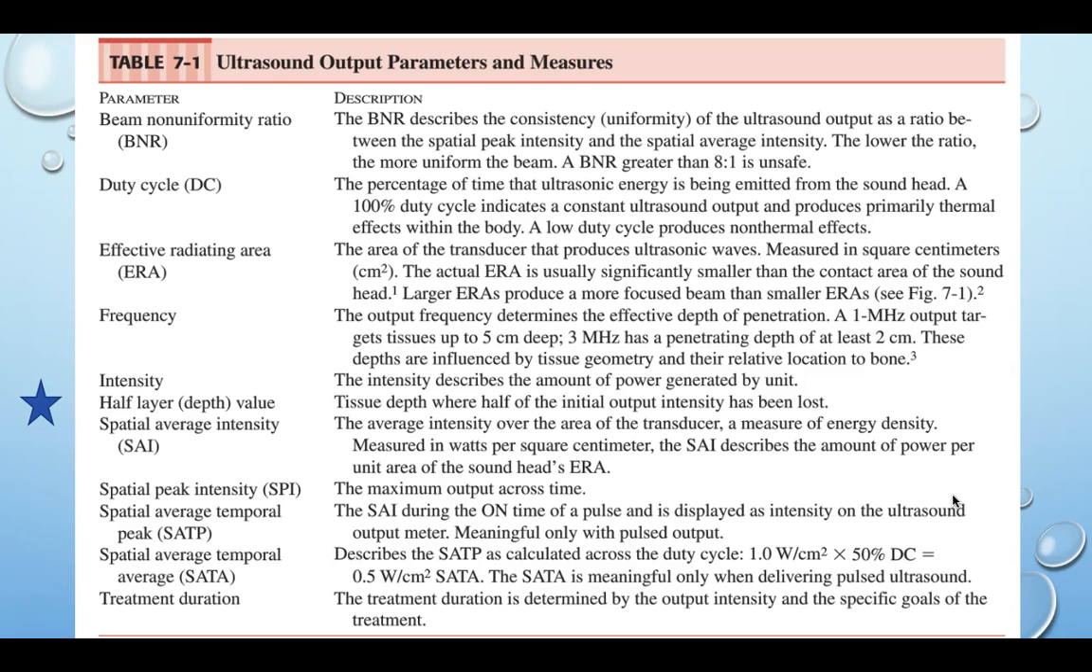Now, if we switch that to 3 megahertz, which we know is more superficial, we know we end up absorbing more of that energy earlier, the half layer depth is only about 0.8 centimeters. So 1 watt per centimeter squared at 1 megahertz can get us down to about 2.3 centimeters before it reaches this half layer value, while 3 megahertz is only at about 0.8 centimeters, so much shorter. This takes into account that any energy that is not reflected or absorbed ends up passing through to the underlying tissues. So again, this really takes into account the Law of Grotthuss-Draper that we talked about in our other modalities.